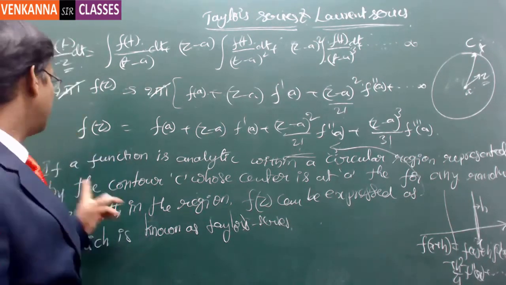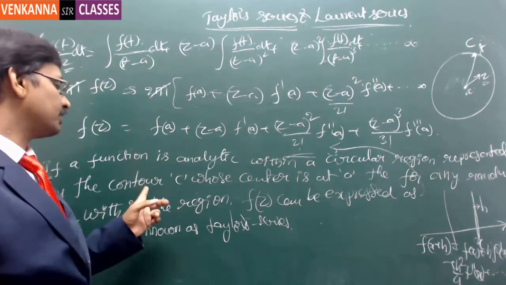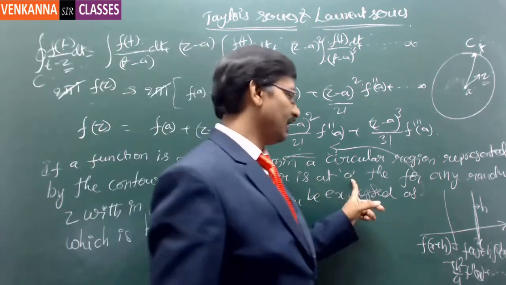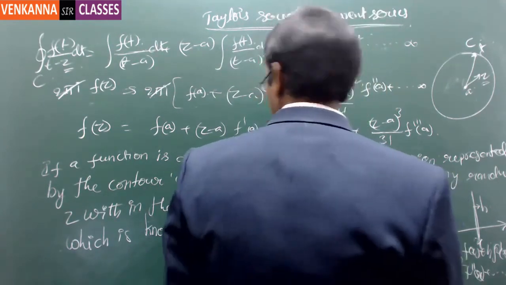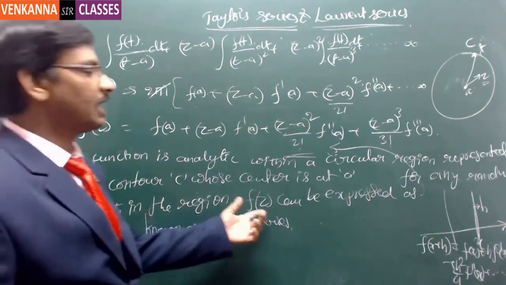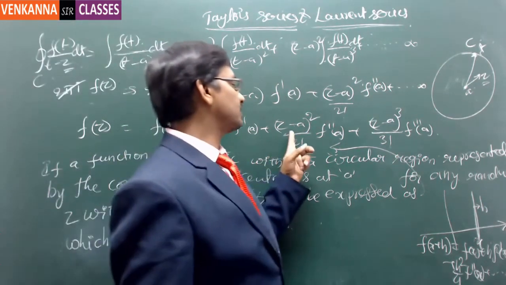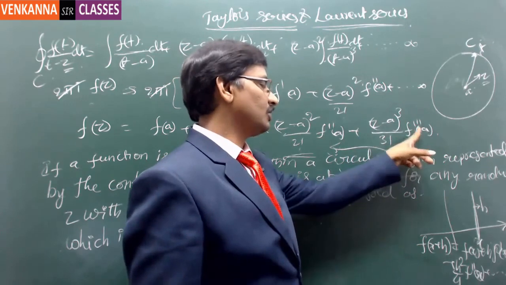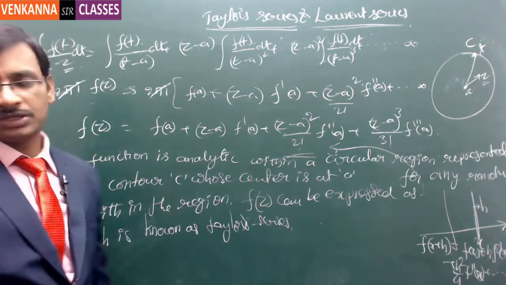Last line, I'll just read it. If a function is analytic within the circular region represented by the contour C, whose center is at A, then for any random z within the region, f of z can be expressed as f of z is equal to f of a plus z minus a into f dash of a plus z minus a whole square by 2 factorial into f double dash of a plus z minus a whole cube divided by 3 factorial into f triple dash of a plus and so on, which is known as Taylor's expansion.